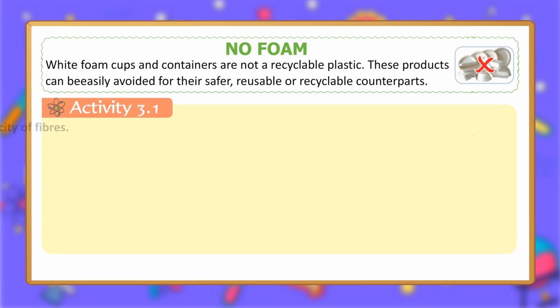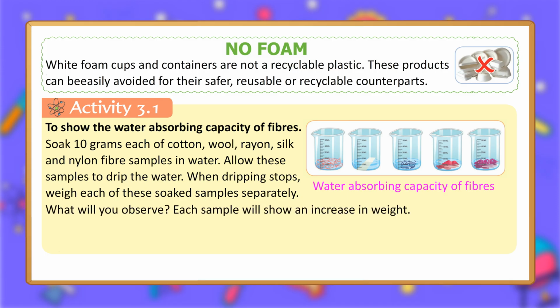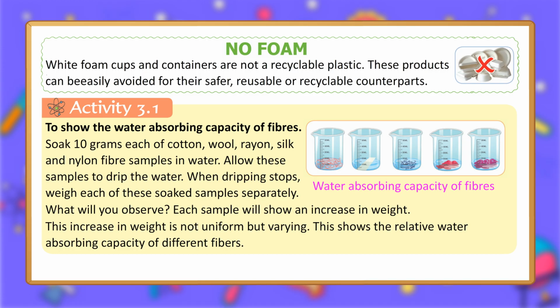Activity 3.1. To show the water-absorbing capacity of fibers. Soak 10 grams each of cotton, wool, rayon, silk and nylon fiber samples in water. Allow these samples to drip the water. When dripping stops, weigh each of these soaked samples separately. What will you observe? Each sample will show an increase in weight. This increase in weight is not uniform but varying. This shows the relative water-absorbing capacity of different fibers.